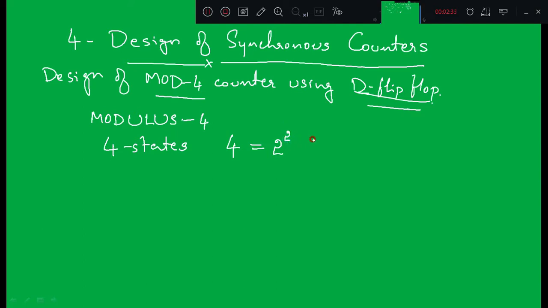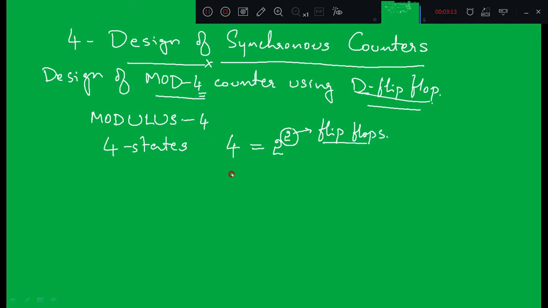So before we design, we need to decide how many flip-flops we require for this particular counter design, right? That can be decided by writing that count value or state value in terms of a power of 2. If I write the state value, which is 4, in terms of a power of 2, we can write it as 2 raised to 2, and the power gives you the number of flip-flops. So here the power is 2, so we require 2 flip-flops to design this particular counter, right?